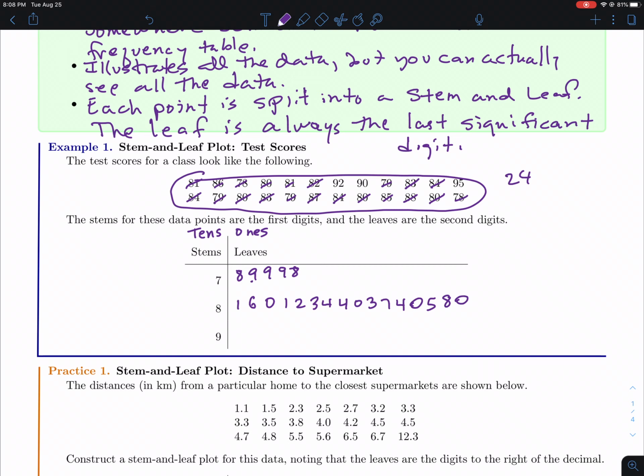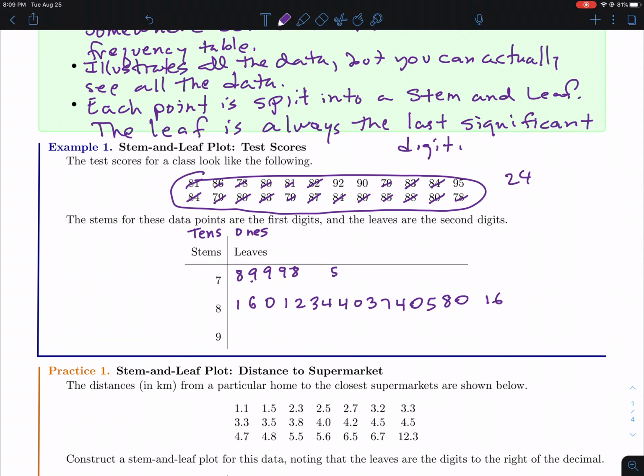All right. And so again, if I add these up, I've got 1, 2, 3, 4, 5, 6, 7, 8, 9, 10, 11, 12, 13, 14, 15, 16. 16 leaves, which means that there were 16 numbers in the 80s. So let me put the 16 up here.